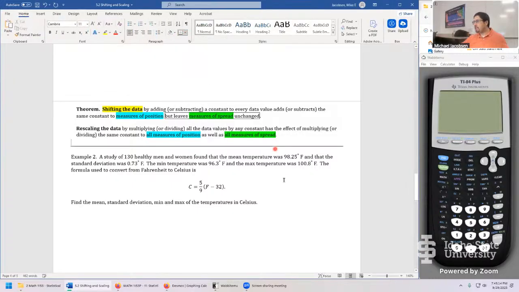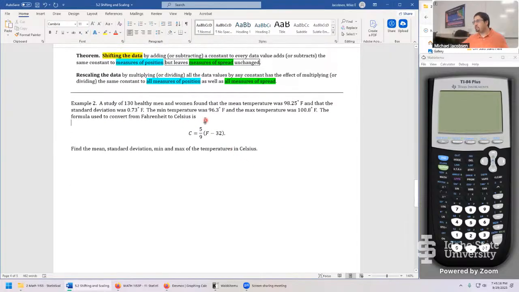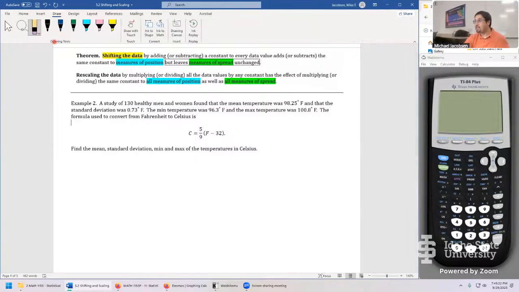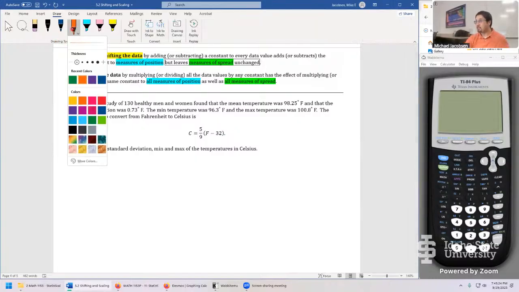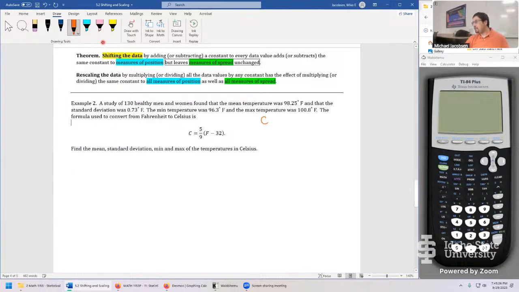I took a particular approach when I was working with this at first, where I just rewrote the formula. So if you like that idea, you can just rewrite this as C equals 5/9 F minus 160/9. And this could be your new formula right here.